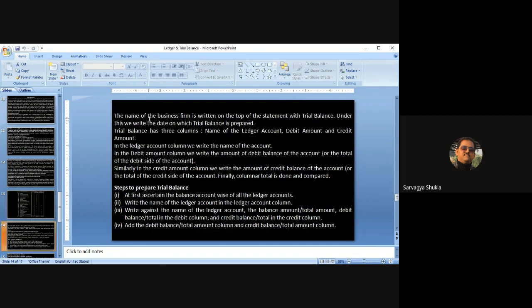The name of the business firm is written at the top of the statement with the title trial balance. Under this, we write the date on which the trial balance is prepared. Trial balance has three columns: name of the ledger account, debit amount, and credit amount. In the ledger account column, we write the name of the account. In the debit amount column, we write the amount of the debit balance of the account, or the total of the debit side of the account. Similarly, in the credit amount column, we write the amount of the credit balance of the account, or the total of the credit side of the account. Finally, the columnar totals are done and compared. These are the steps to prepare a trial balance.